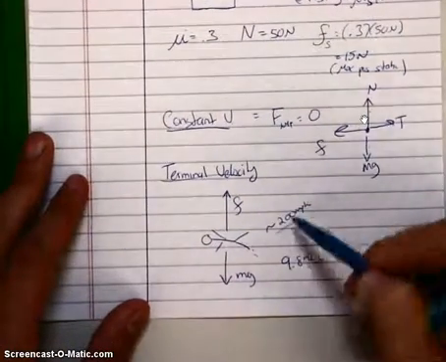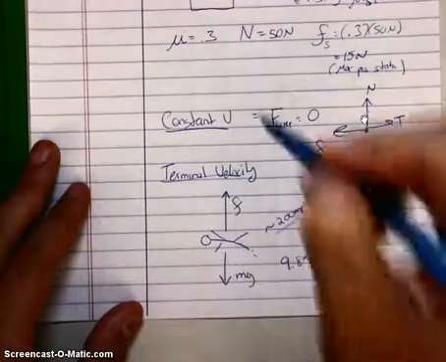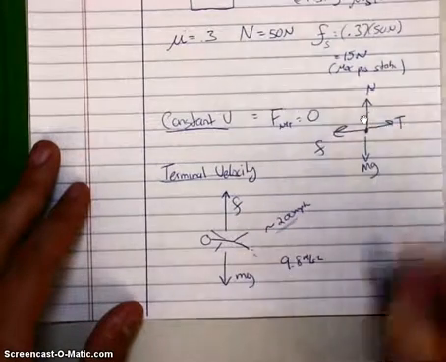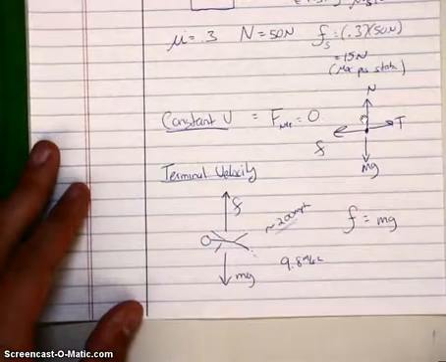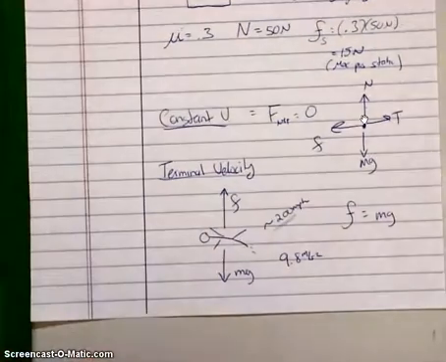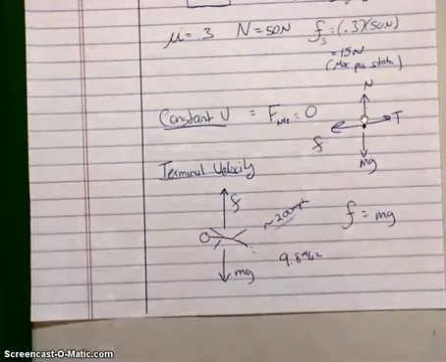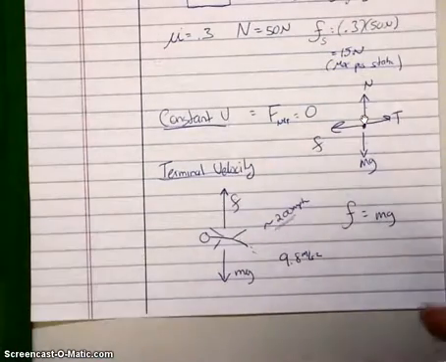So what does that mean? Even though this person is falling, at constant velocity the net force is 0. The force of friction equals the force of gravity. So whenever you see constant velocity, that's a key term for you to say, okay, I'm going to have two arrows pointing in opposite directions that are going to be equal and opposite. Newton's third law.